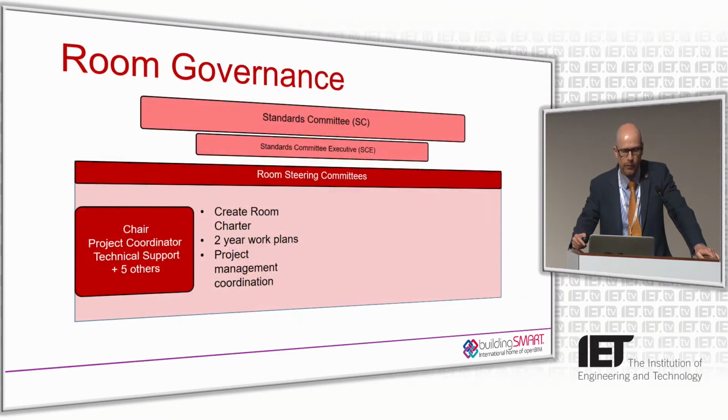And the room governance works such that we've got the standards committee executive, and then the room steering committees, which are up to 8 people for each room, comprising a chair, a project coordinator, technical support back to the SCTE, and 5 others who are elected from within the buildingSMART membership community. The role of the steering committee is to create the room charter, what the room's all about, what it's supposed to be delivering, its ethics, a 2-year work plan, and we will be hearing some of the details of the 2-year work plan shortly from the room leaders, and project management coordination, so reviewing the dashboards and risks and issues and other things like that.